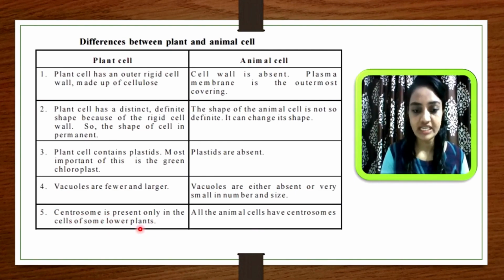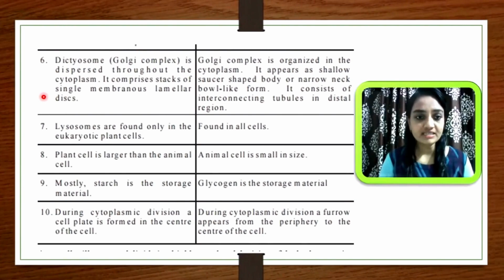Okay, not in all plants is the centrosome found. But in animal cells, the centrosome is found in each and every cell. The sixth point is the dictyosome. Specifically, a Golgi complex which is observed in the plant cell is called a dictyosome. It is dispersed throughout the cytoplasm and comprises stacks of single membrane laminar discs, and we will discuss all these in detail in the next lectures.